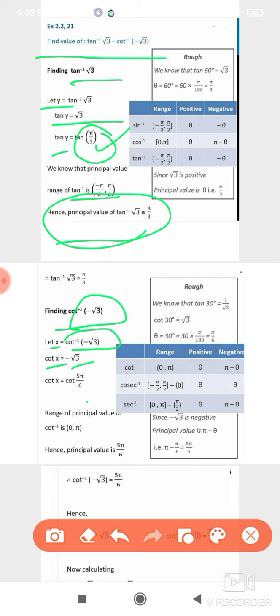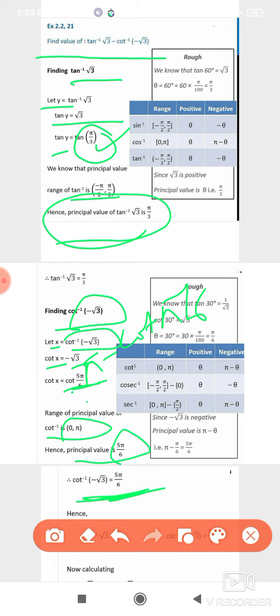and minus root 3 is equal to cot of pi minus pi by 6. Fine. Then it will be equal to 5 pi by 6, and range of principal value is open interval 0 to pi. So principal value is 5 pi by 6. So its answer is 5 pi by 6.